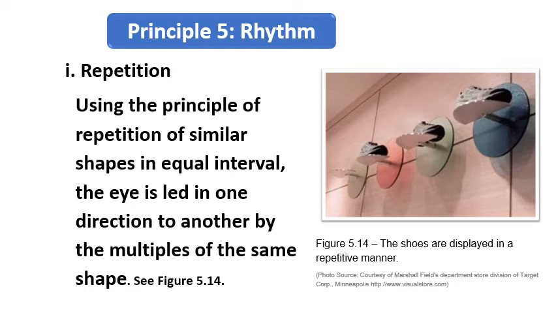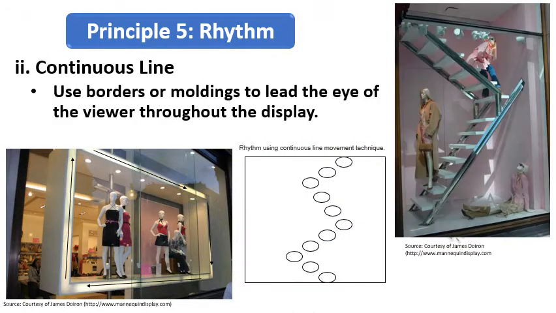Here, repetition creates a visual link within a space and is an important component of any design. It can be provided by repetition of pattern, color, shape, or accessories. The second one under rhythm is continuous line. Designers usually use borders or moldings to achieve the principle of continuous lines. These lines lead the eye around the whole display as shown in figure 5.15.